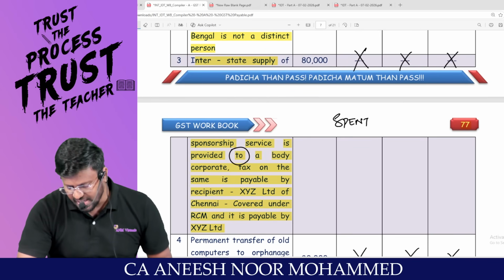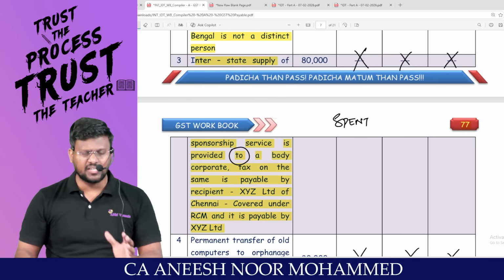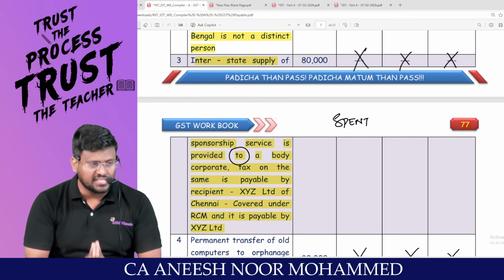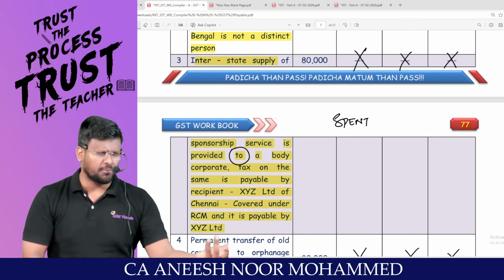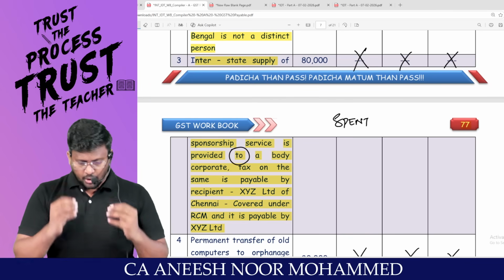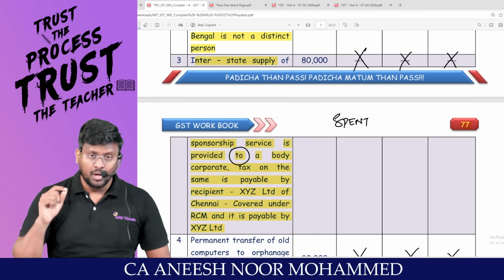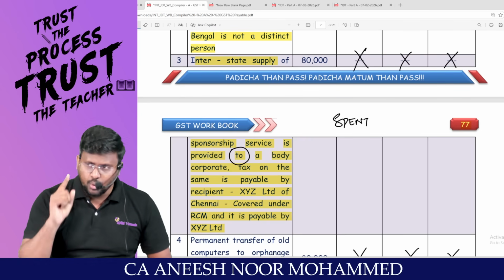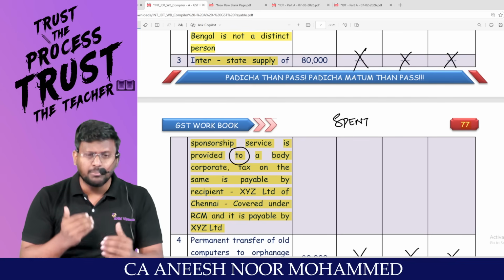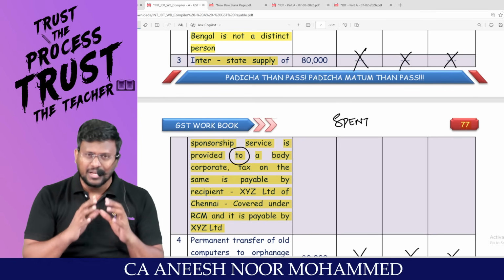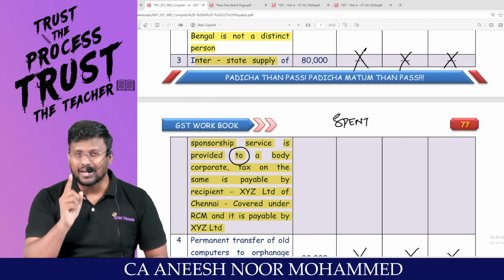S stands for sales details. P stands for purchase details. E stands for expense details. N stands for net ITC. And T stands for tax payable, net tax payable. You have to set 10 to 12 minutes of time for question number 2. Pause the video and do that question. Then when you come to question number 3, automatically the burden of that 10 marks will come down, and we can ensure that you are getting those 10 marks.